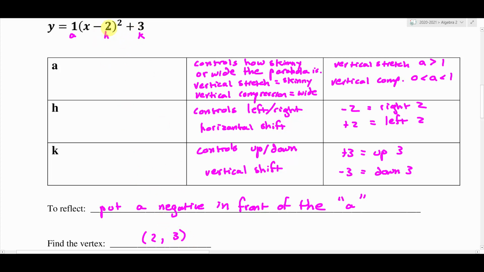Now remember, if it's a minus 2, you'll have a positive 2 here for the x coordinate. If this were a plus 2, this would be a negative 2. All right, so remember it goes backwards. That's what we had discussed here.